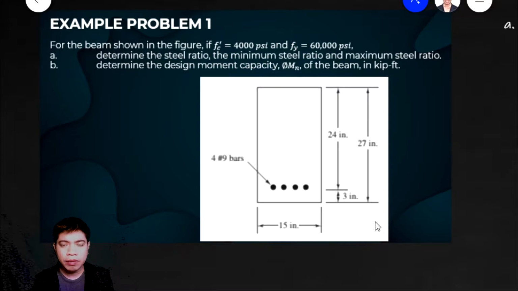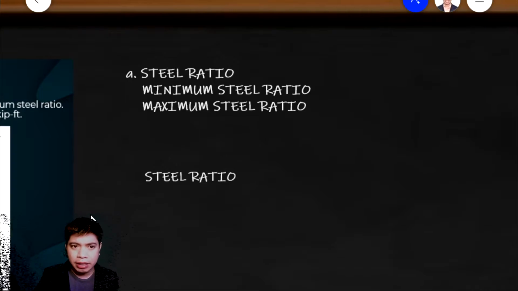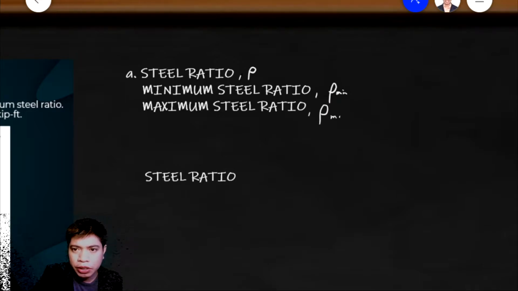Okay, so ang kailangan natin i-solve guys dito sa letter A is the steel ratio, the minimum steel ratio, and the maximum steel ratio. So ang kailangan nga natin ulit is the steel ratio, the minimum steel ratio which is the ρ min, and then of course the maximum steel ratio which is the ρ max. Okay, so unahin muna natin guys yung ρ.